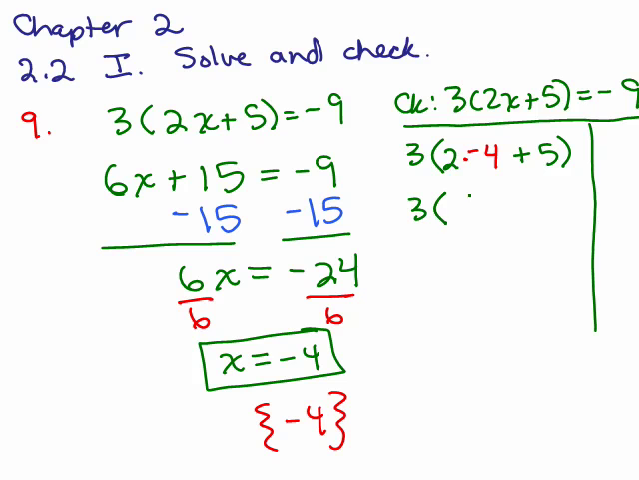So inside the parentheses, I have to do 2 times negative 4 first because that's the multiplication. And I have to still simplify by adding the negative 8 plus 5 in parentheses. So I've simplified inside the parentheses. All that's left to do is multiply 3 times negative 3, which is negative 9. And the right-hand side is just negative 9. So it checks.